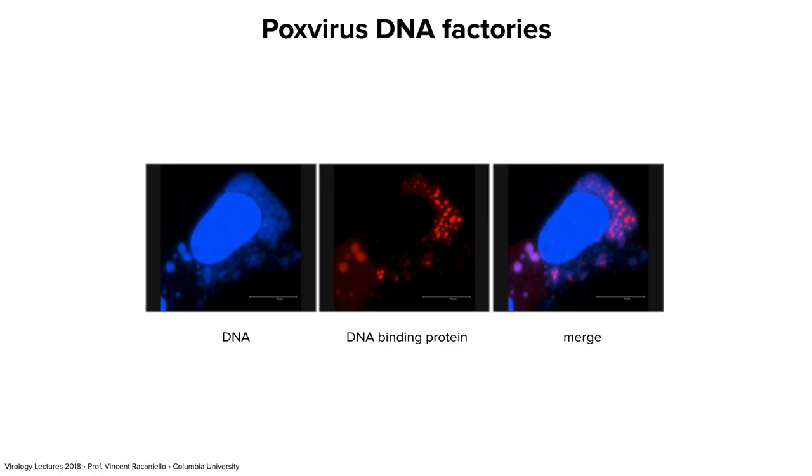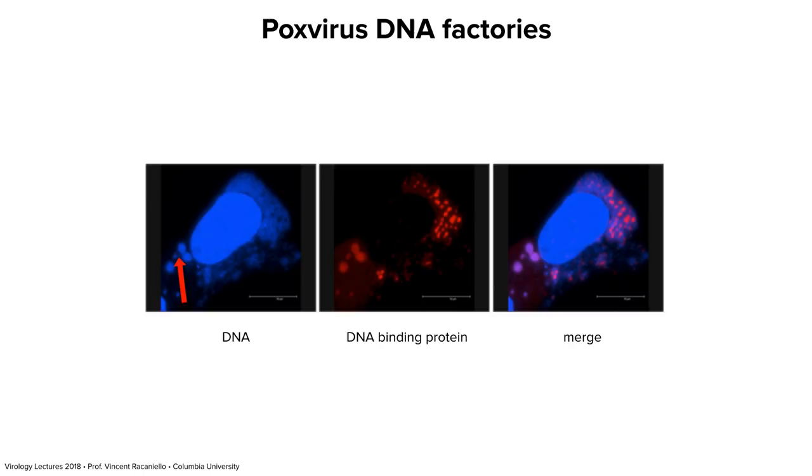Now, here's an experiment to show you DNA replication in the cytosol. Where the virus replicates, we call them DNA factories. And in fact, not only is the DNA replicating in them, but the virus particles get assembled there as well. These are three different views of an infected cell. On the left, the cell has been stained for DNA, and it's blue. This is a pox virus infected cell. So the nucleus is blue, of course, because that's where the host DNA is. But you can see also outside of the nucleus, there are these round blue areas. Those are the factories where the virus is replicating.